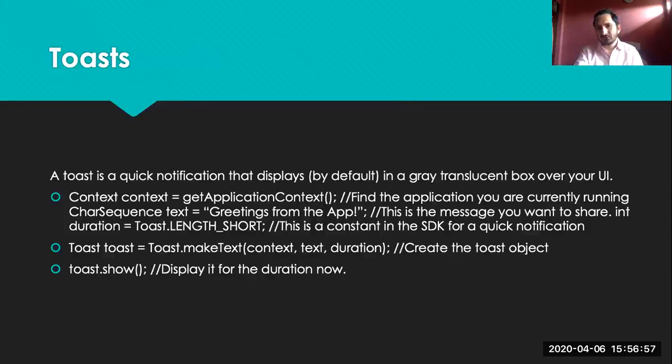Here we have created the context, the application context for the current running application. Text is the message to be displayed, and duration is the time for which that particular toast will be displayed. And now we have created the toast with Toast.makeText and passed all the parameters. First is the context, second is the text, and the third is the duration. And to show the toast, we have to write toast.show.